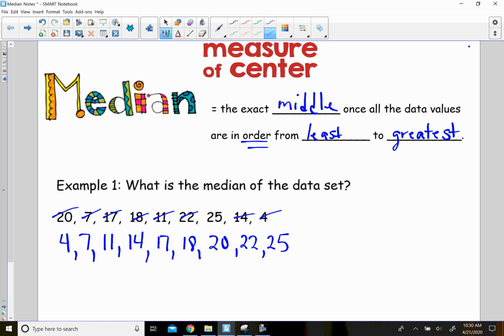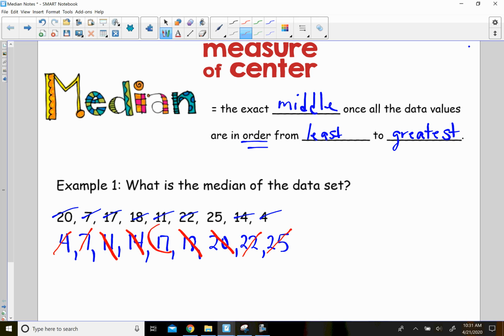So our job is to find the exact middle. What I like to do is kind of pair them up, going from the outside all the way to the inside. So this 4 is going to partner up with the 25. And then the next lowest with the next highest, 7 partners up with 22. 11 will partner up with 20 because it's the third in and the third in. And then 14 will pair up with 18.